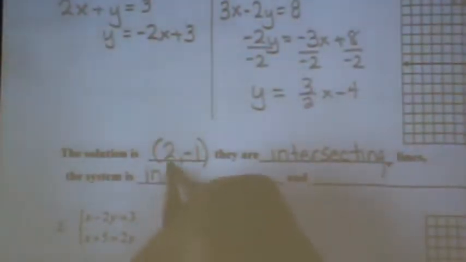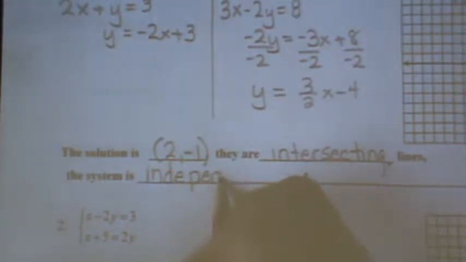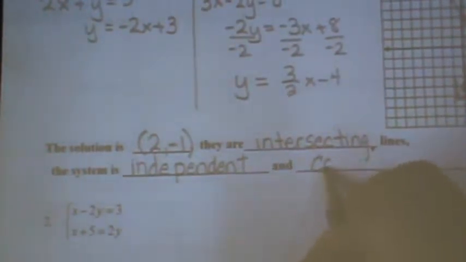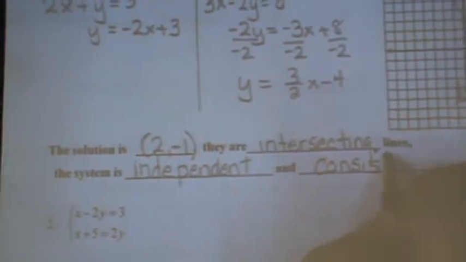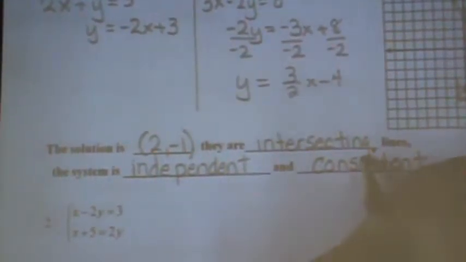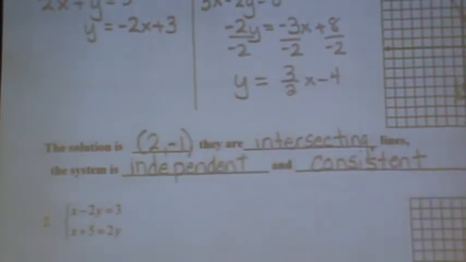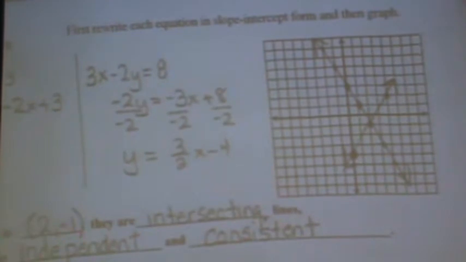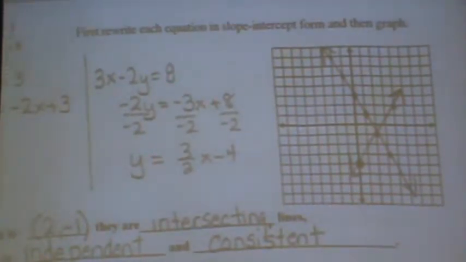And are these lines independent or dependent? Independent, they're doing their own thing. They're independent. And if we get an answer, it's a consistent solution. So it's a consistent solution because we got an answer and the two lines are independent. So you will get like 6 points on your test for that.